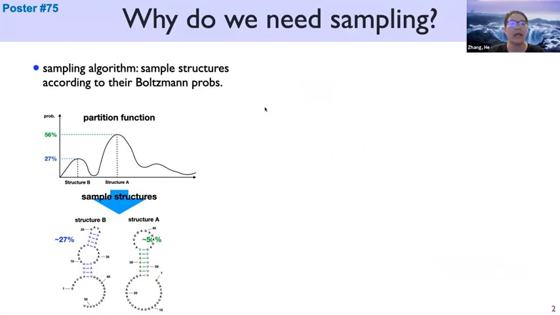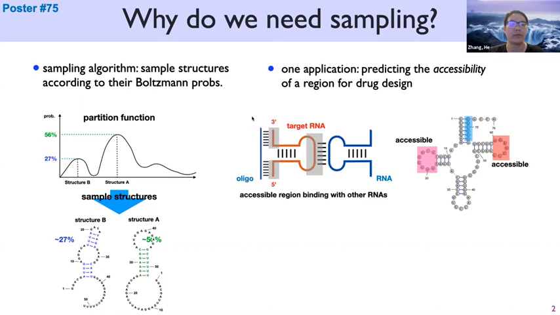We know that many RNAs fold into multiple structures. Partition function and base pair probabilities are widely used to compactly represent the exponentially large ensemble. But beyond these, we are often interested in generating alternative structures according to their Boltzmann probabilities, which can be provided by the sampling algorithm. One important application of sampling is to predict the accessible regions of RNA.